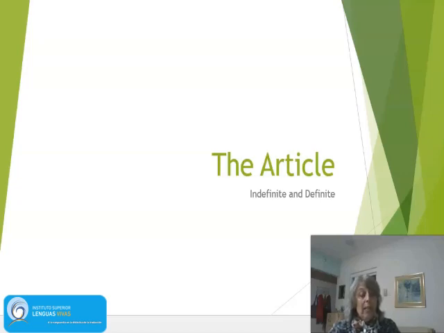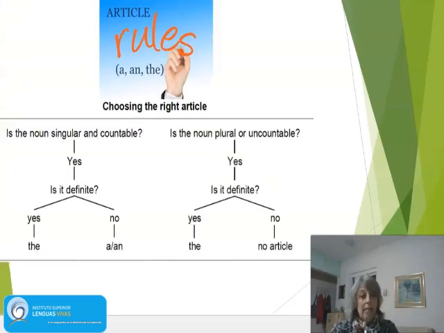One of the aspects is countability. That means that the noun can be made plural. And another aspect is whether that noun is specified or unspecified. In this chart, you will see some questions that will help you decide which article to use.